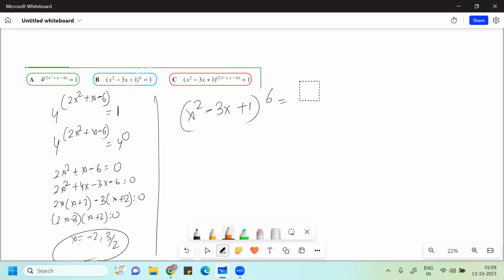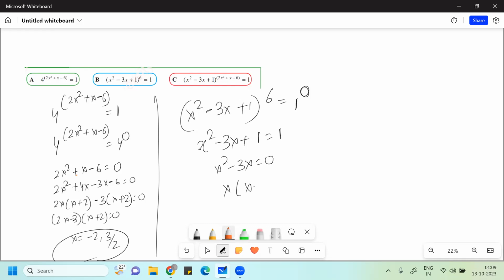So what else can I do? I can think of this as 1 to the power 0, or 1 to the power 1. That 1 to the power 1 also does not make sense. So 1 to the power 0, then any number to the power 0 is the same thing. So I can write this as x square minus 3x plus 1 is equal to 1. It means x square minus 3x is equal to 0.